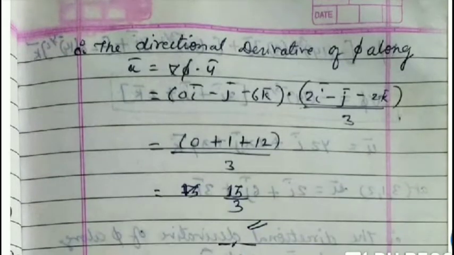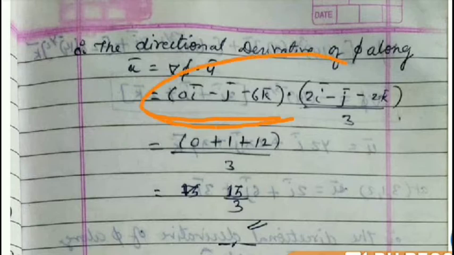Next step, the directional derivative of phi along a given vector u is given by the formula del phi dot u cap. So write the value of del phi. The value of del phi is 0i minus j minus 6k, dot with the value of unit vector u cap, which is (2i minus j minus 2k) upon 3.